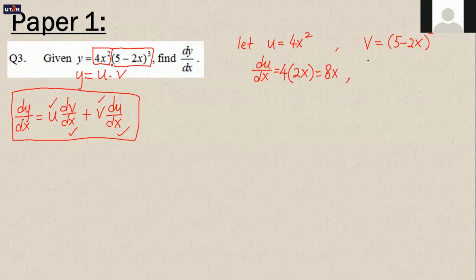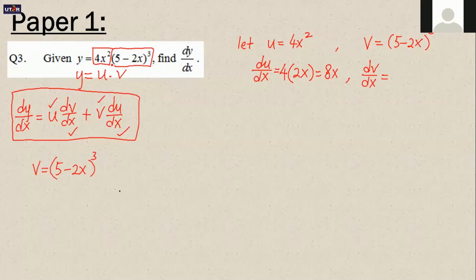Okay. What about dv over dx? For dv over dx, you can use the formula. If you look at v, it is 5 minus 2x power 3. So this is a function inside the power 3 function. If you can differentiate directly, you can go ahead. If you cannot, we use what? The chain rule, right? We can use the chain rule.